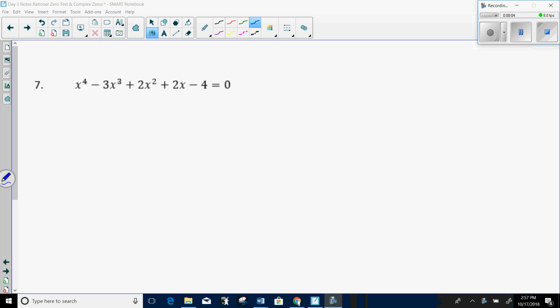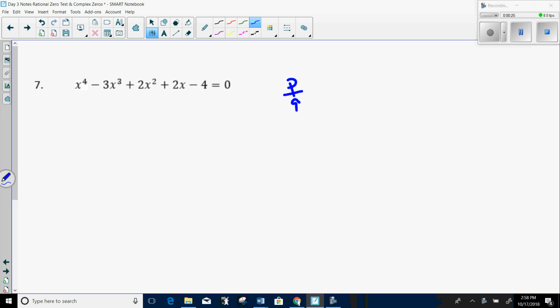So this is the example. This example is number 7 on the worksheet that you should be working on today. So what we're going to do is solve this equation. It does not factor. You have 5 terms. You could try to group it, but that would be kind of weird to group 3 and 2. So we're going to do the rational zero test.